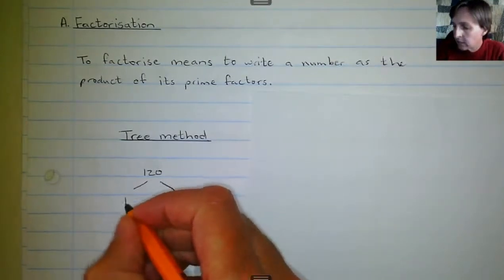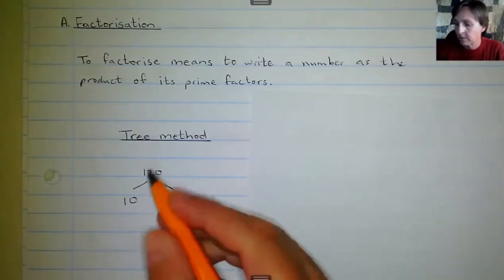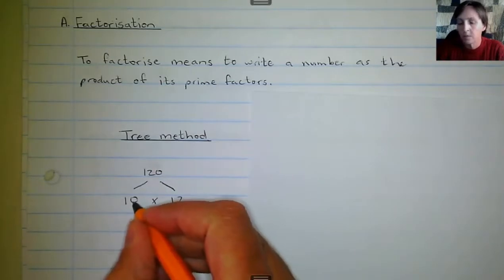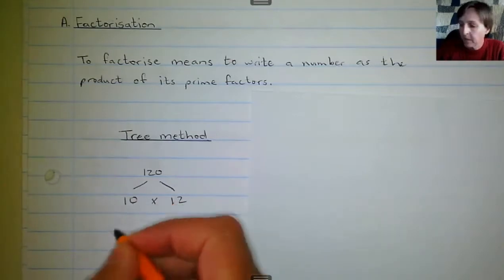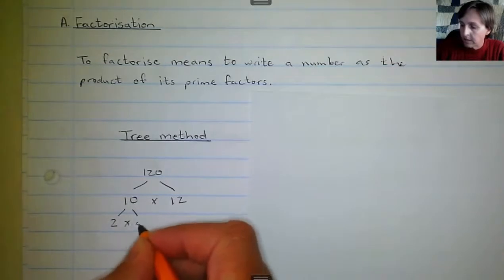So let's do a nice easy one. Let's say 10 times 12. Alright, now 10 is not a prime factor, neither is 12. So that means I can break up 10. Now remember, when I break up 10 into factors, I'm not going to use 1 and 10 because that's not going to change anything. So 10 I know is going to be 2 times 5.